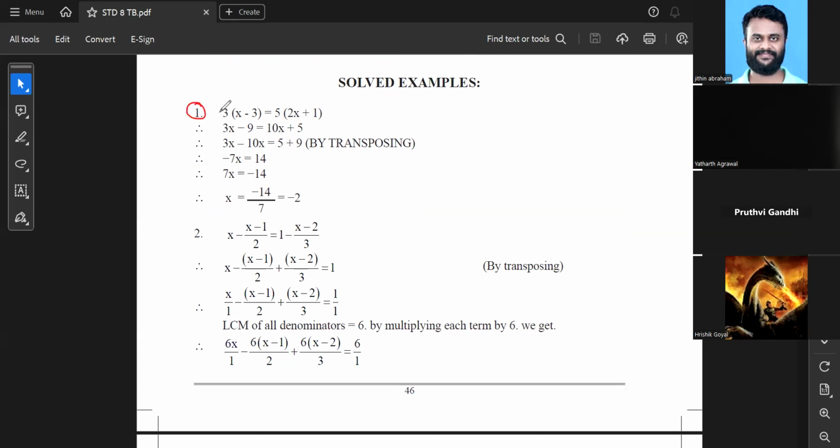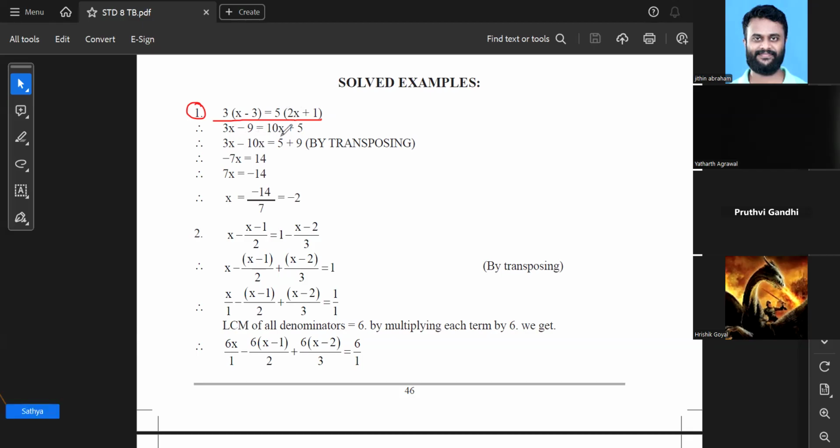The first question: 3 multiplied by (x minus 3) is equal to 5 into (2x plus 1). Now, this is your equation. How to solve it? Ultimately, your target is to isolate x. So first of all, you will have to free the x's from the brackets. Right now, they are inside the bracket. Let's free them. When I open the bracket, 3 goes to both the terms. It becomes 3x minus 9.